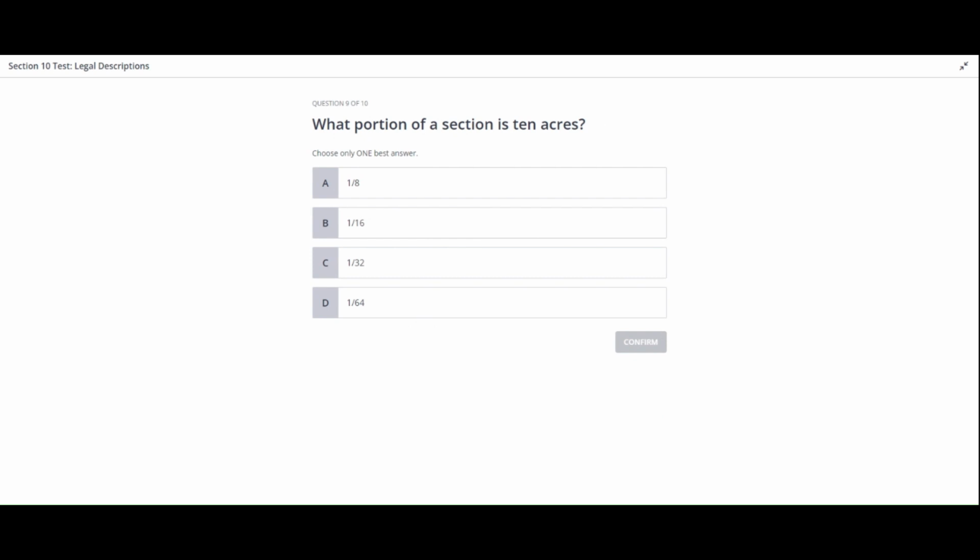Question number 9. What portion of a section is 10 acres? Here are the options for you. A. 1/8. B. 1/16. C. 1/32. D. 1/64. Carefully analyze the options and come up with an answer.